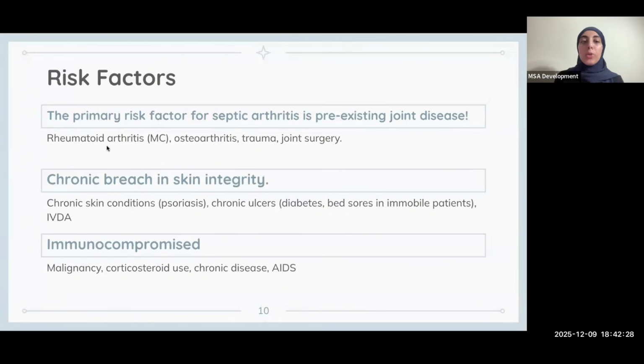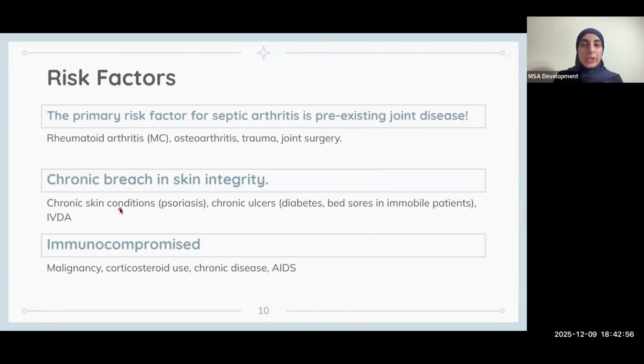So someone who has rheumatoid arthritis, for example, or osteoarthritis, or someone who had surgery in their joint. The joint surface is not healthy, it's rough and it's not smooth like it normally should be. This rough surface makes it easier for the bacteria to stick on the joint and cause infection. And the most common one that's associated with septic arthritis is rheumatoid arthritis. But just know any disease in the joint makes someone more likely to get septic arthritis.